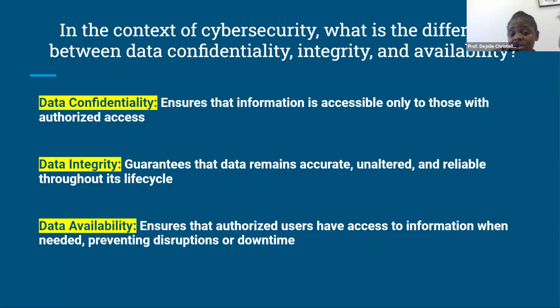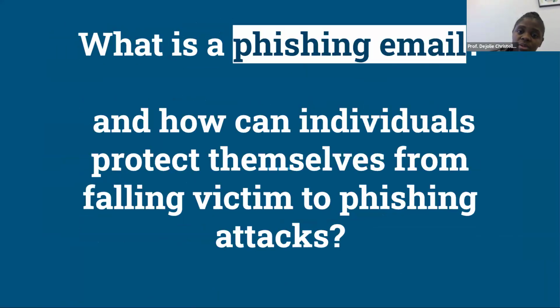The data availability is just there to ensure that only authorized users have access to information when needed, and it also helps to prevent disruption or downtime. Like if you need to access your photos at a certain time, you don't want them to tell you, okay, it's only tomorrow it's going to be available, because the system is down or anything. So data availability is also something very important to know.